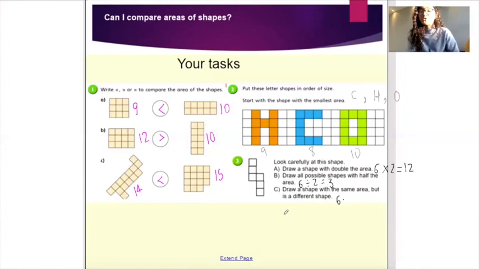Part C, draw a shape with the same area, but is a different shape. So the area of this shape is 6. So all you have to do is draw another shape that is different to this, but is still made up of 6 squares. So I'm interested to see what shapes you create.